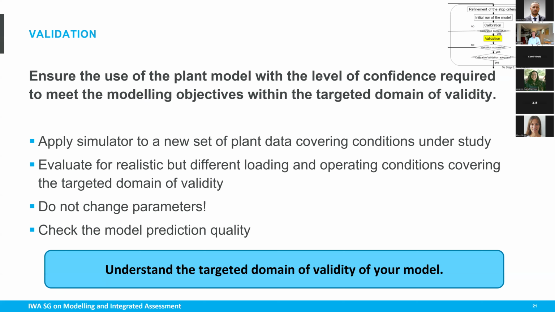That sounds very theoretical, and indeed it is. It's not that easy to clearly identify what you should validate for, right? That is very, very difficult to specify. Of course, you should not change parameters, and at the end, you check the model prediction quality. So the message here clearly is: understand the targeted domain of validity of your model. Is there anything you have to specifically test for your application? So I think that captures it.